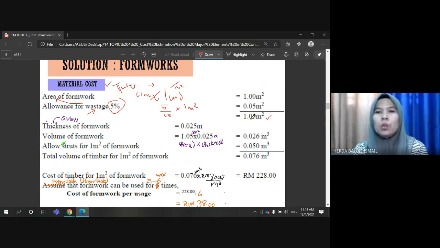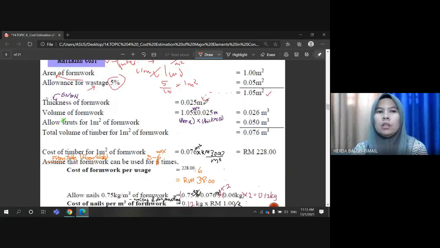Right. So we want to convert this unit into cubic meter. Thus, we multiply with the thickness. As I mentioned in the question, the given thickness of formwork is 25 mm, so we convert into meter, equivalent to 0.025 meter. Thus, the volume of formwork is equivalent to 0.026 cubic meter. Right.